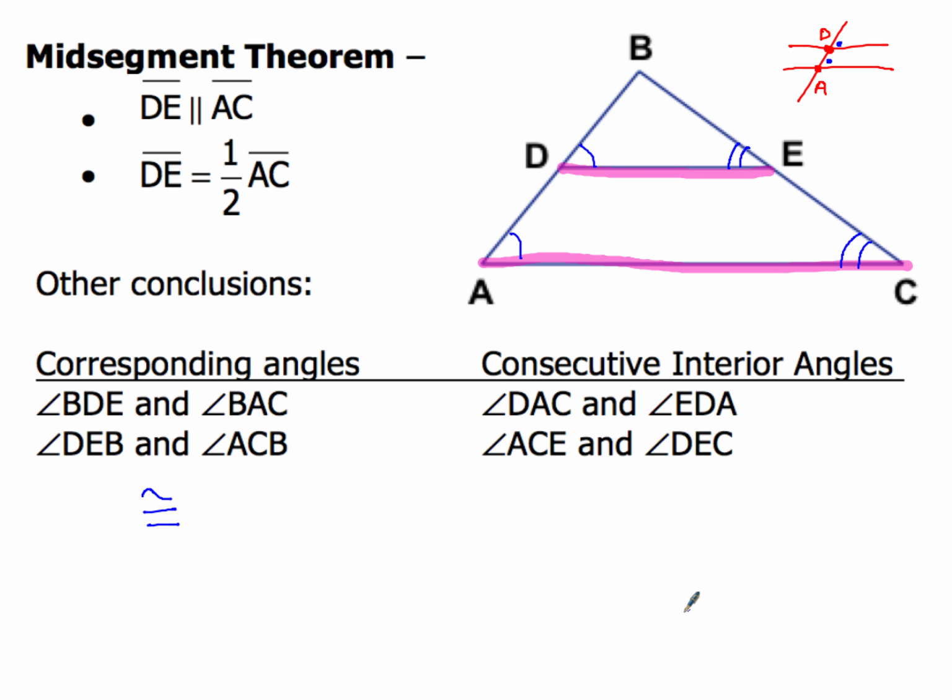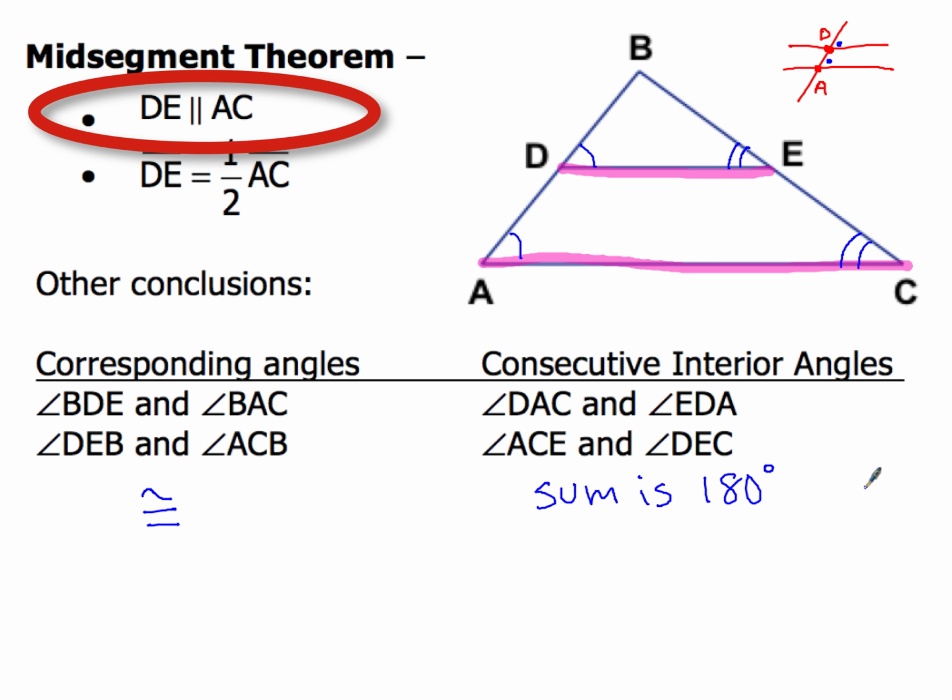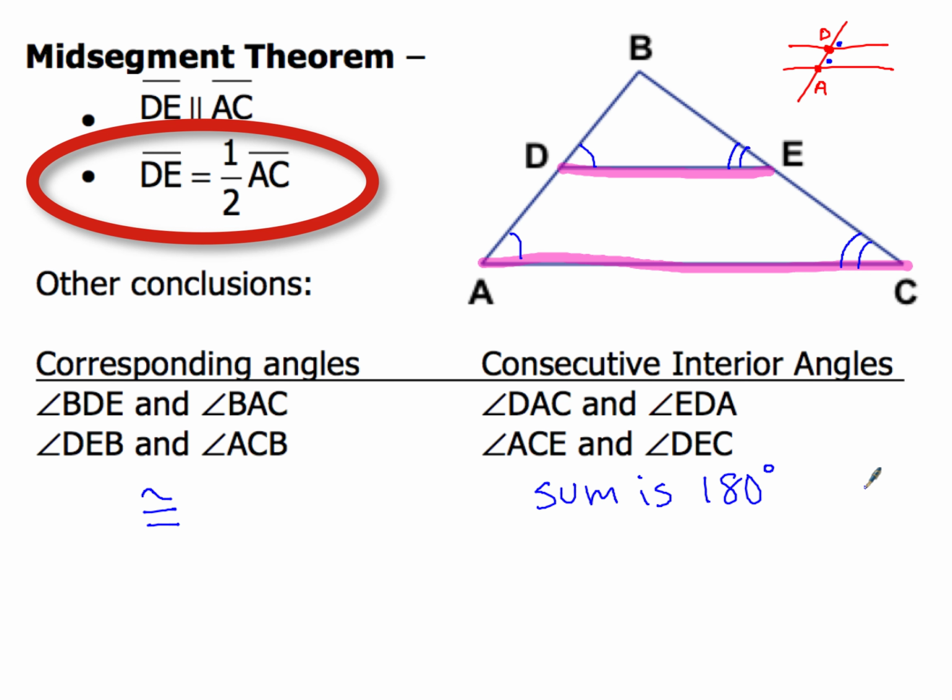Now the consecutive interiors, we've got our two pairs: angles DAC and EDA. That's one pair of consecutive interiors. And our other pair of consecutive interiors are angles ACE and DEC. And remember, their sum is 180 degrees. All right, so those are our other conclusions, and that's just from that first piece of the mid-segment theorem, DE being parallel to AC. Now let's take a look at the second piece of the mid-segment theorem, which says DE is half of AC.